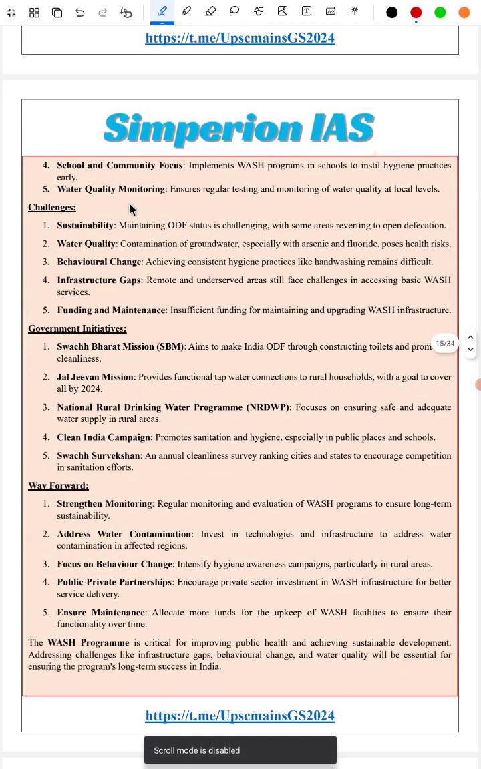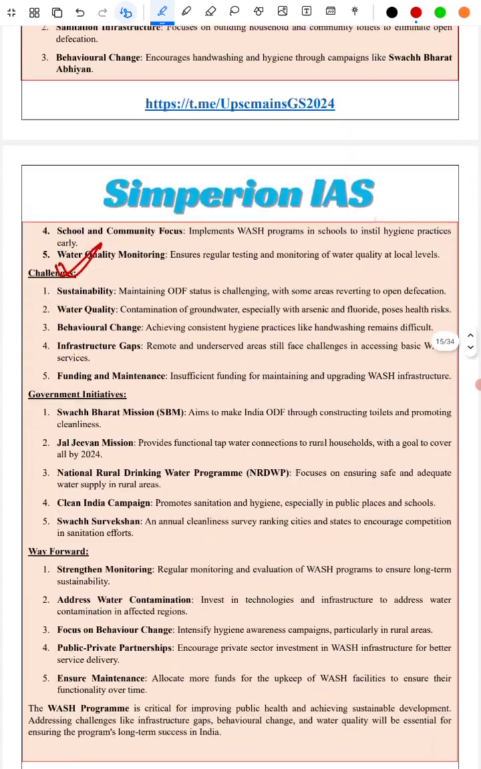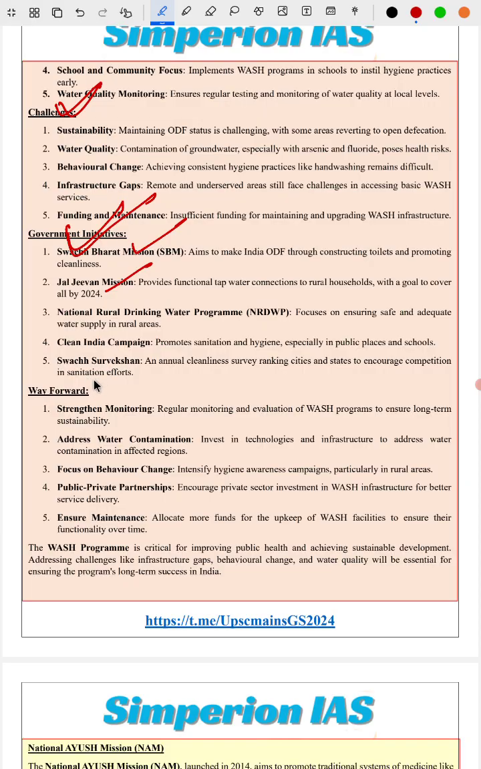and what are the challenges in achieving 100% water, sanitation and hygiene, sorry, not healthcare, hygiene. We have given government initiatives regarding that: the Swachh Bharat Mission, the Jal Jeevan Mission is for water, this is for hygiene, and we have given the way forward as well.